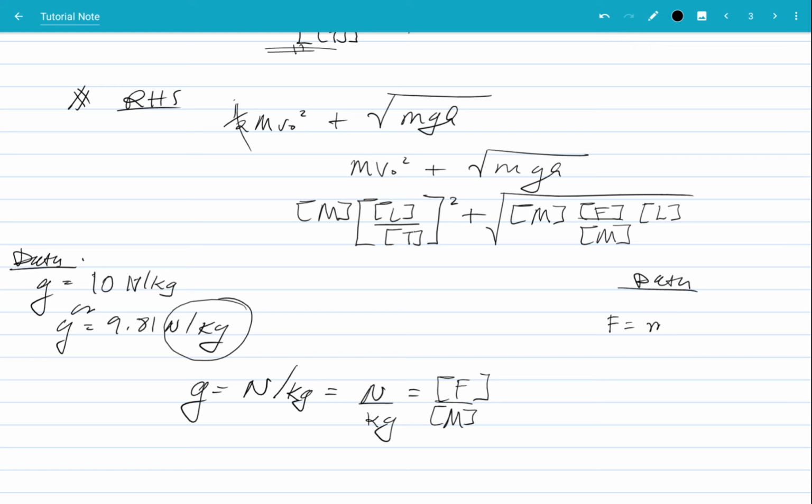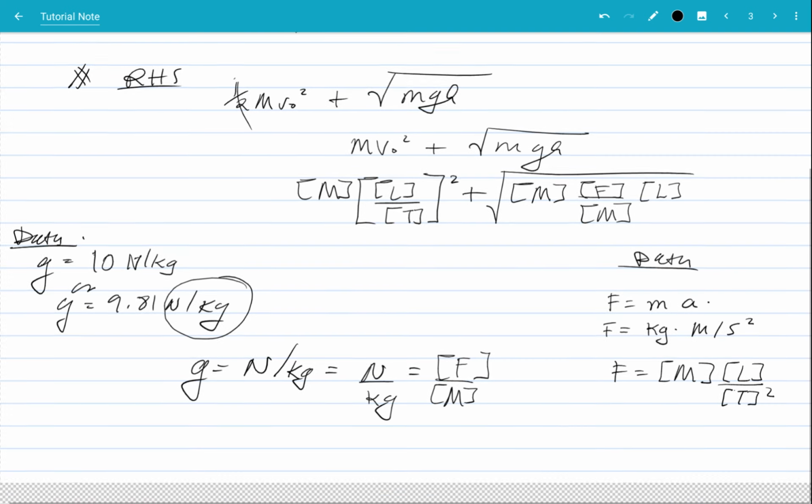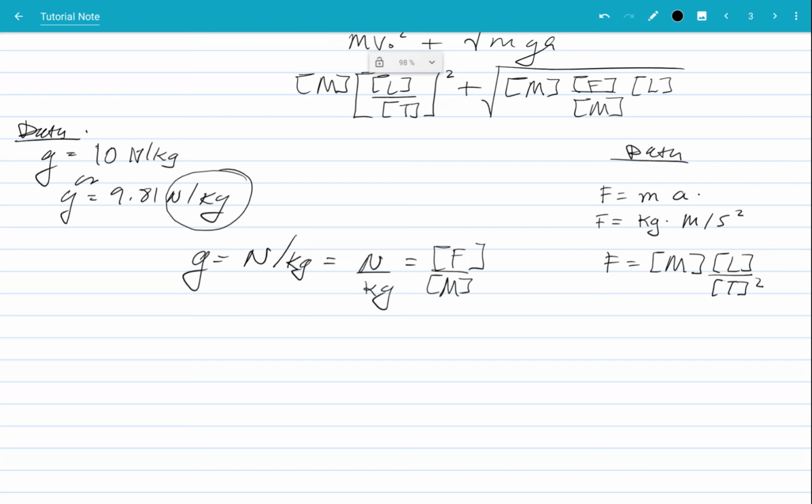Before I even conclude, let me just write the data for my force. Remember, force is equal to mass times acceleration. So force is equal to mass, which is kilograms, dot meters per second squared. Which means force is equal to mass times length over time squared. Wonderful, this is very, very beautiful.